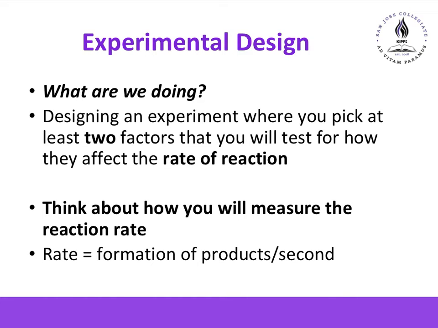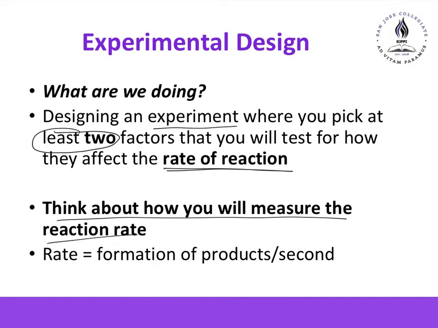You guys are going to be designing an experiment where you pick at least 2 factors that you will test for how they affect the rate of the reaction. So, reminding yourselves, you have 5 factors to choose from, and we're going to go over those together in a second. But think about how you will measure the reaction rate. A rate is the formation of products per second. So how are we going to measure the reaction rate? We're going to measure that by timing the reaction.